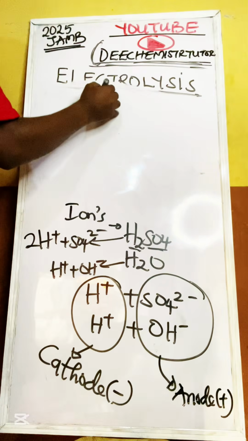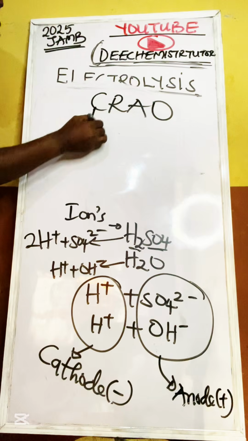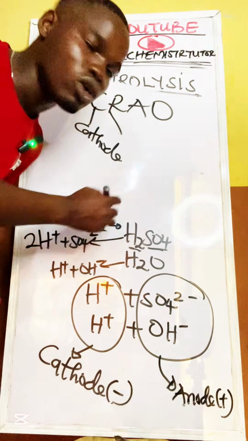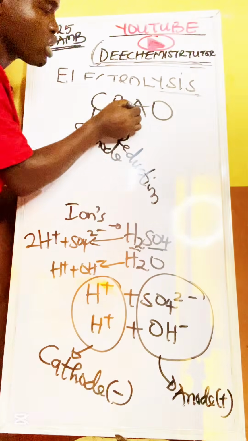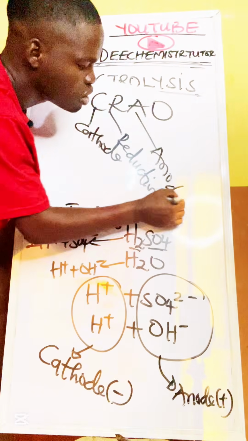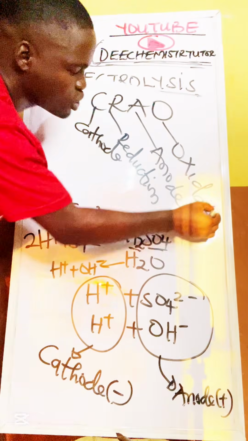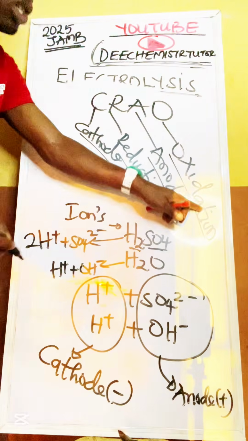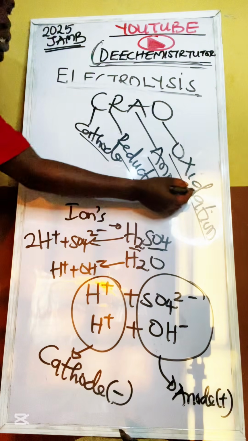What happens at cathode still follows the rule: cathode, reduction. Cathode what? Reduction. Anode, oxidation. So at cathode, we still have reduction. At anode, we still have oxidation, sorry. Now, regardless of this, you must know what is reduction, what is oxidation.